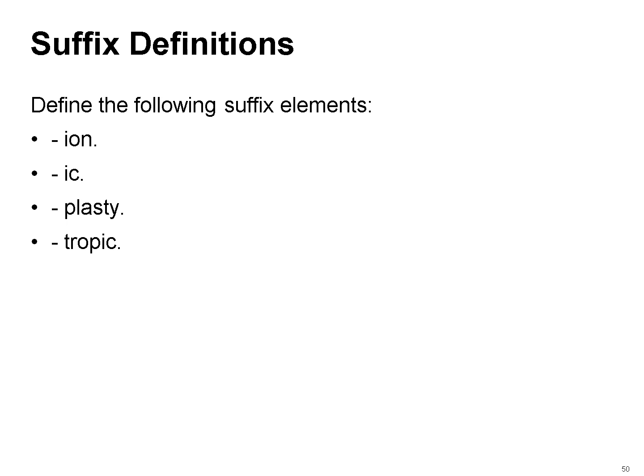To effectively build and understand medical terms, students must grasp the meaning of suffix elements. Let's define some common suffixes and their meanings. Ion, meaning process. Example, contraction, the process of contracting. IC, meaning pertaining to. Example, cardiac, pertaining to the heart.